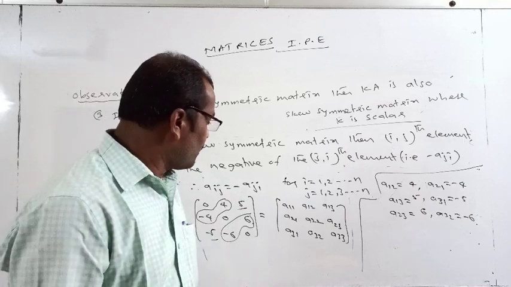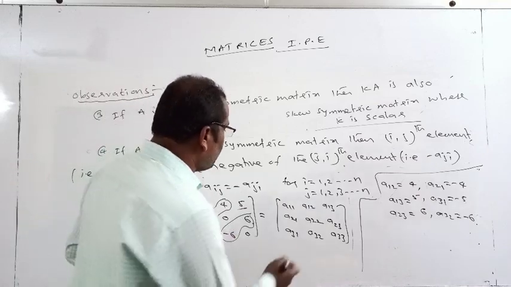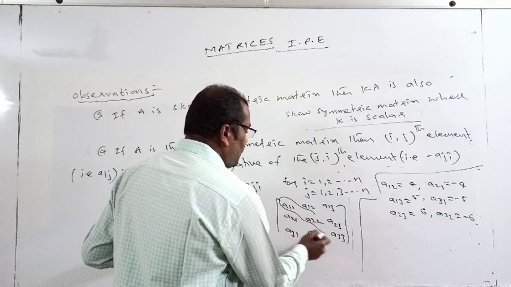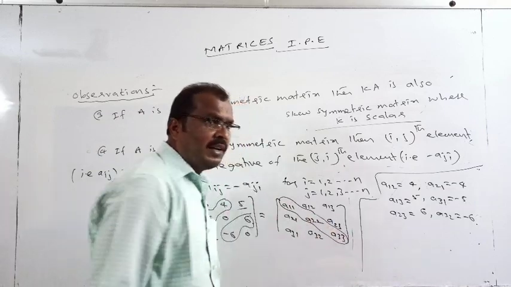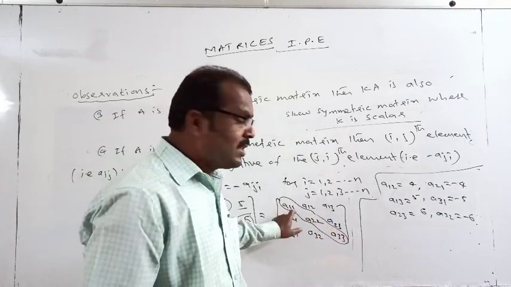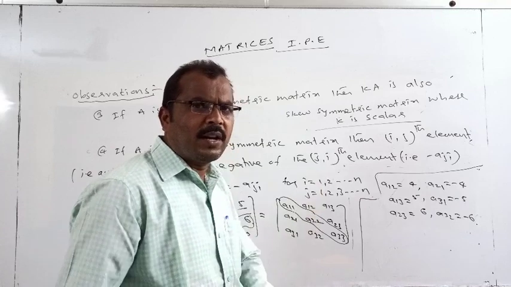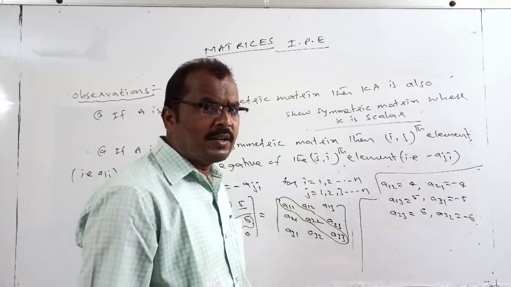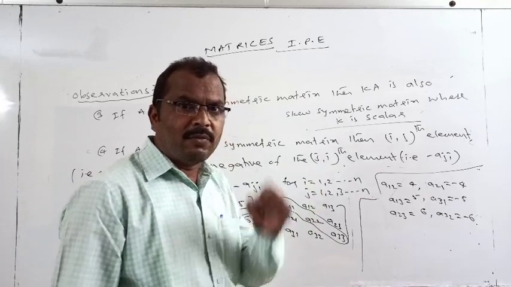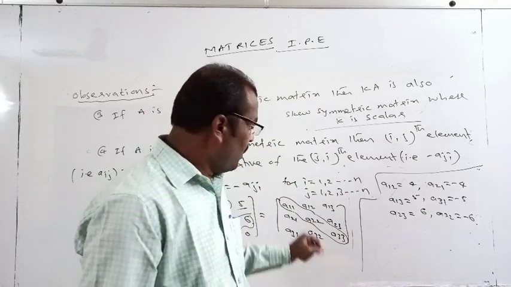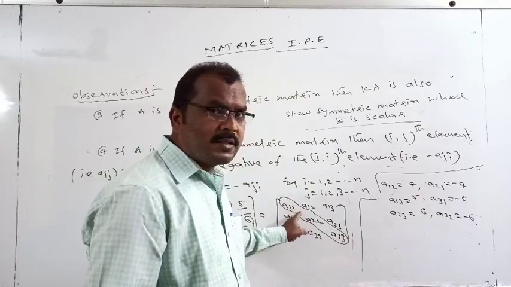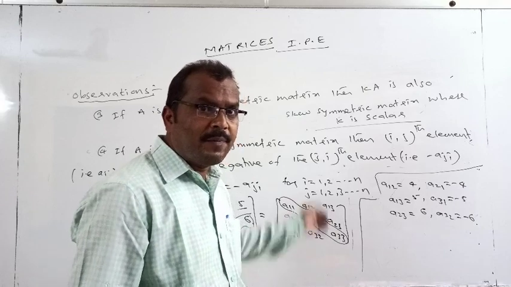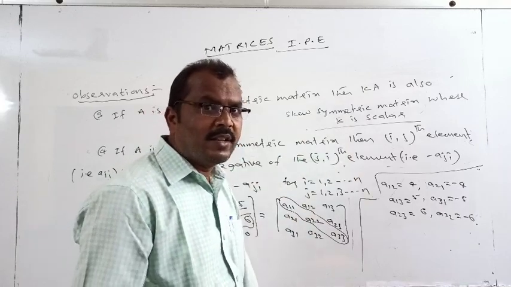So you have to observe the most important property here, the leading diagonal elements. What is the meaning of leading diagonal elements? All the elements of the principal diagonal of a skew symmetric matrix are always zeros. Once again I am repeating the same point: the elements in a principal diagonal of a skew symmetric matrix are always zeros.